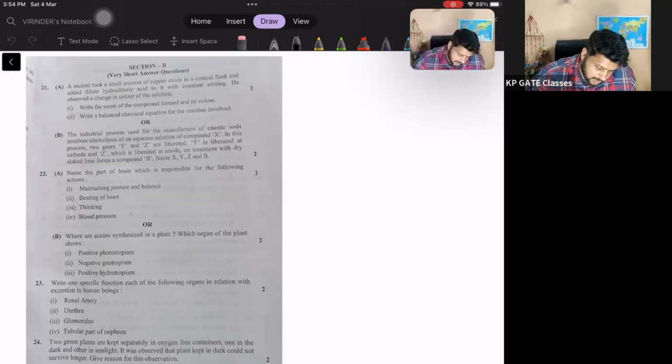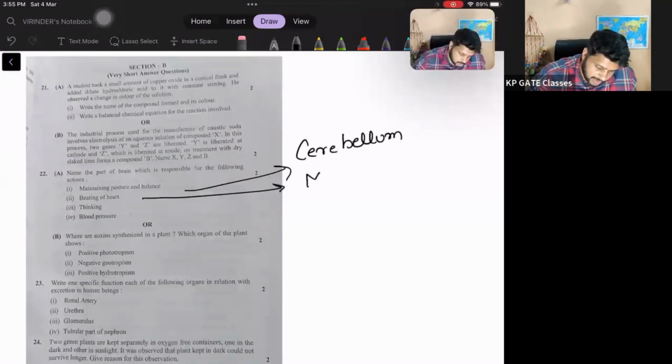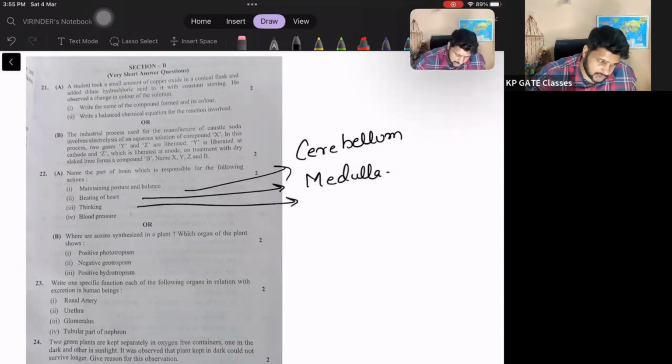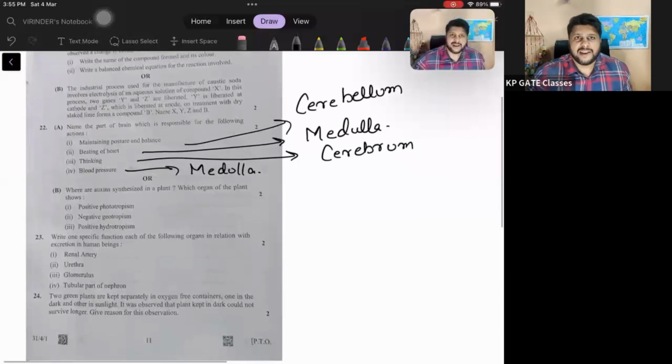Name the part of the brain which is responsible for the following actions: maintaining posture and balance. This is done by cerebellum. Then beating of heart, it is controlled by medulla. Thinking is controlled by cerebrum. And blood pressure, again medulla. So this is a very easy question. You just have to write the names and you will be getting 2 marks from this question.